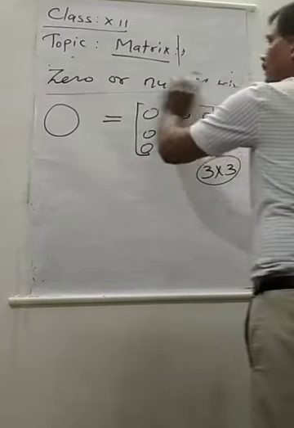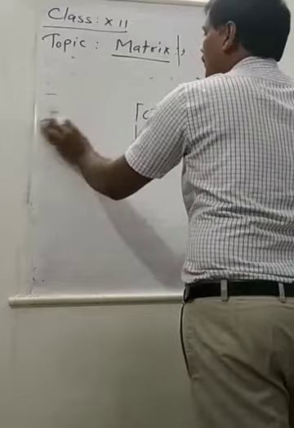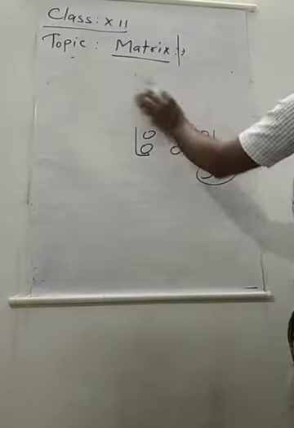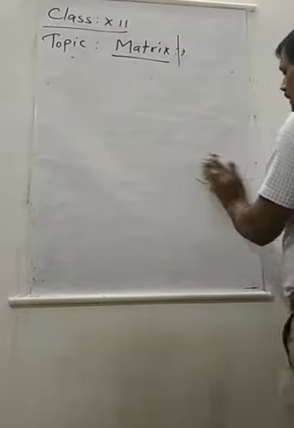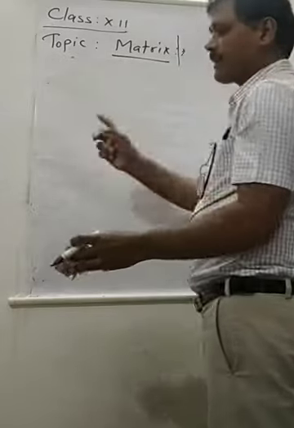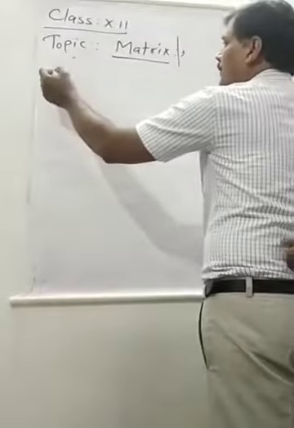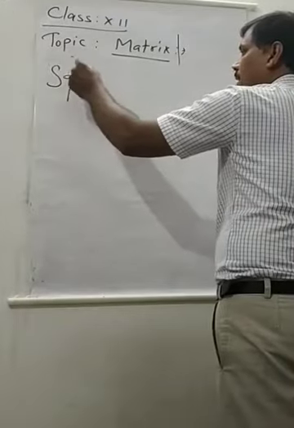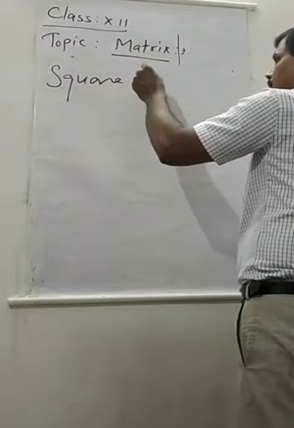Very easy. The next ones are very, very important, and they are in chain actually. All these are in chain. The first is bigger than the next one. Like, first we are going to discuss square matrix. Very, very important.